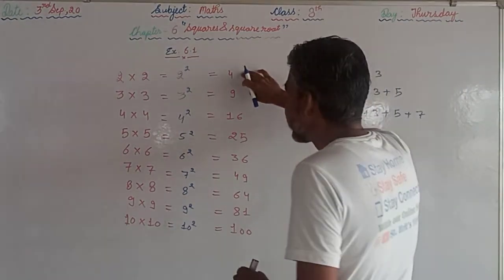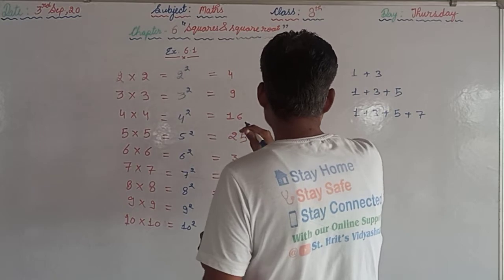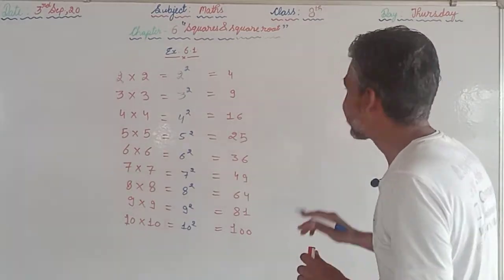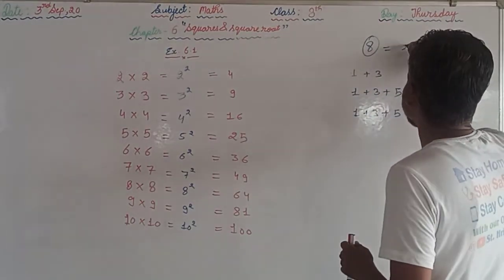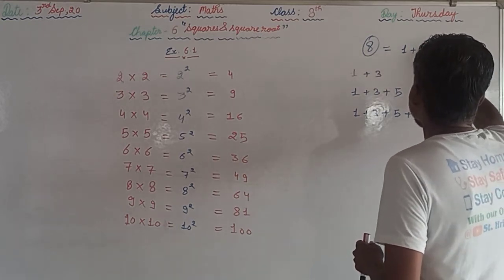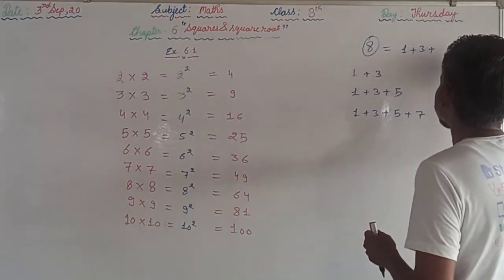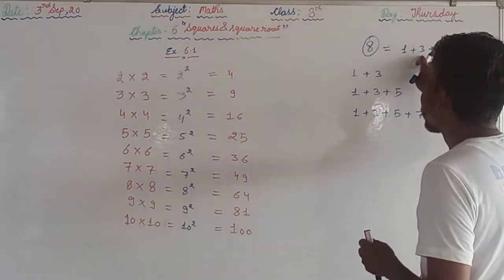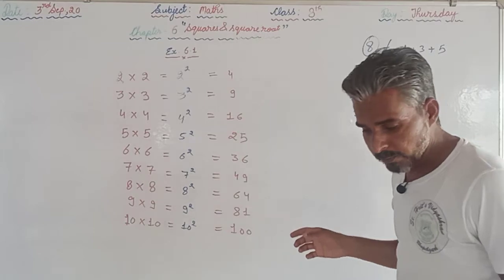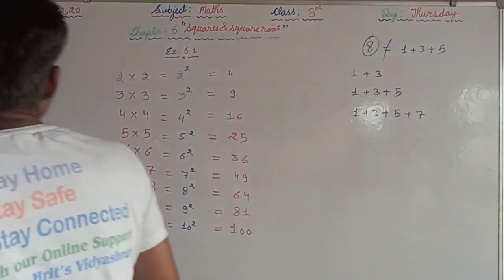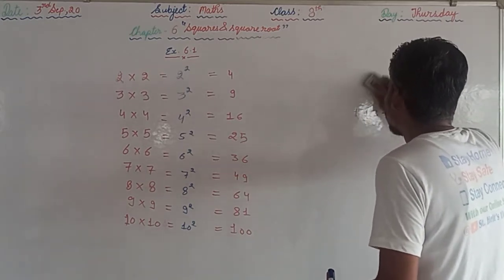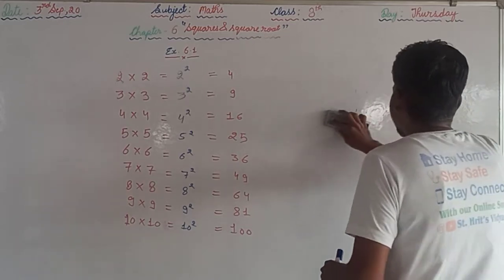So for numbers in between, like 8, if we are supposed to assess whether 8 is a perfect square or not, we write the consecutive odd numbers: 1 plus 3 plus 5. So 1 plus 3 is 4. If we add one more, 4 plus 5 is 9. So 8 cannot be written as the sum of consecutive odd numbers. So the numbers which cannot be expressed as the sum of consecutive odd numbers are not perfect squares. One method is that.